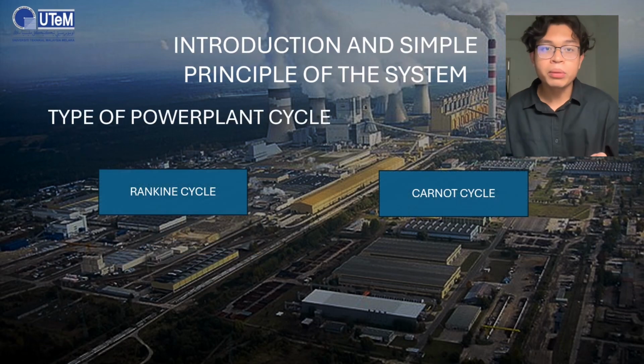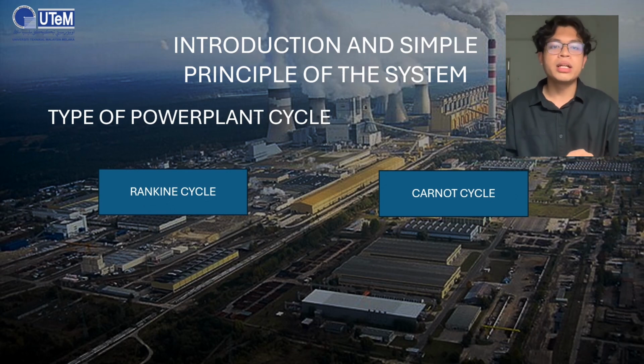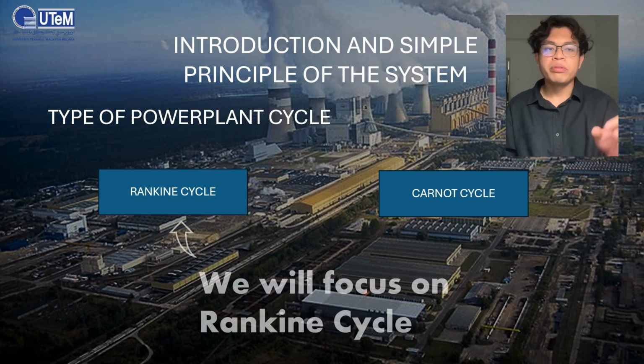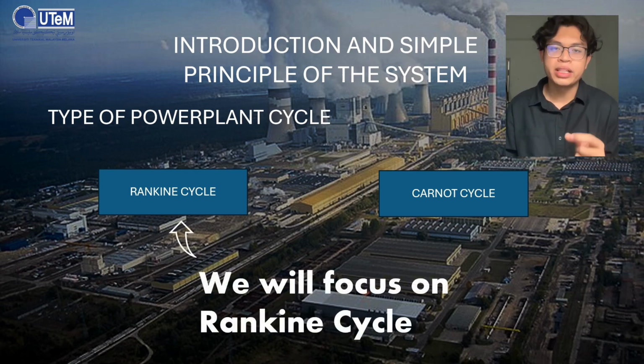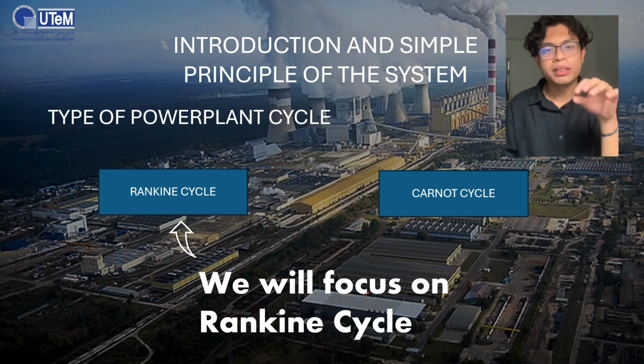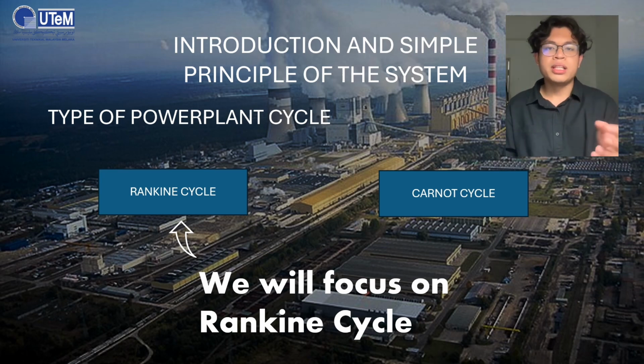So now we will talk about the cycles in the power plant, which are the Rankine cycle and Carnot cycle. We will be focused more on the Rankine cycle. This is because the Rankine cycle has fewer practical difficulties in the power plant system, although it is less efficient than the Carnot cycle. The Carnot cycle has a few problems, which are a low work ratio and economical aspect problems.